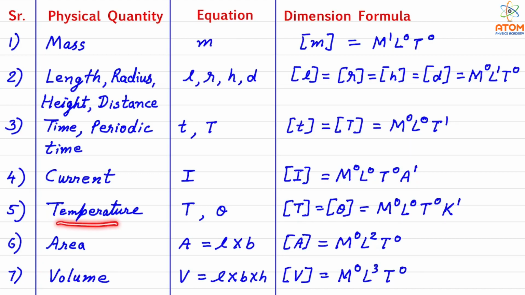For temperature, which is denoted by capital T and sometimes also by theta. I repeat, temperature is sometimes denoted by theta. So into square brackets T and theta, then the dimension formula m0 l0 t0 k1. For temperature the unit is Kelvin, and from that we put k1. You can see these are 5 physical quantities from the 7 fundamental physical quantities. Likewise you can put for mole also, and for luminous intensity also. I have taken these 5.